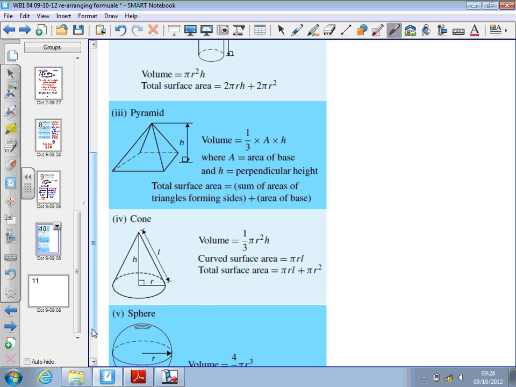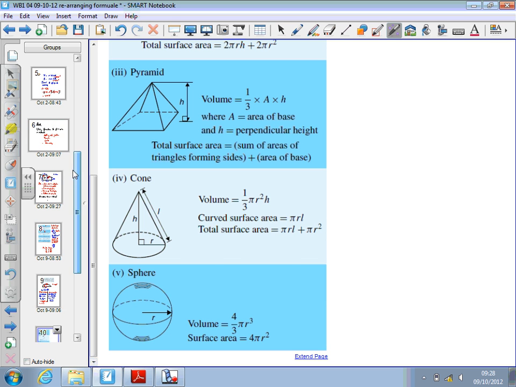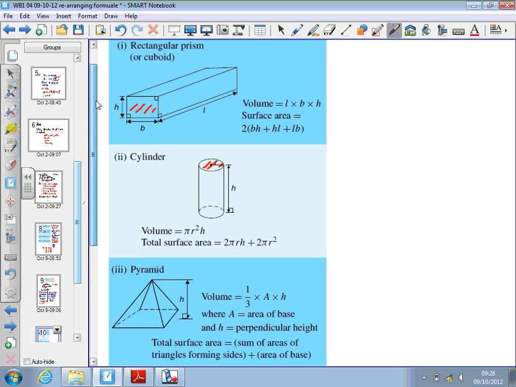The sphere, 4/3 pi r cubed. So those are some common shapes to find the volumes of. What I want to focus on, though, for a few minutes is finding the surface area.